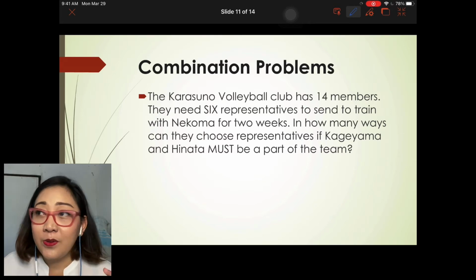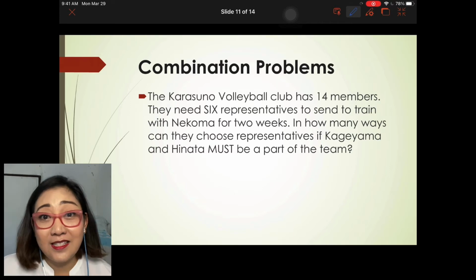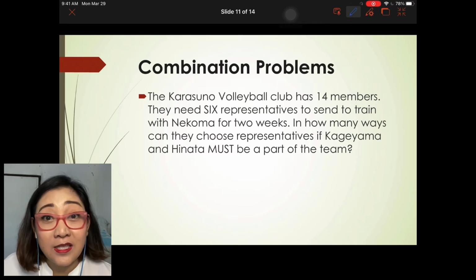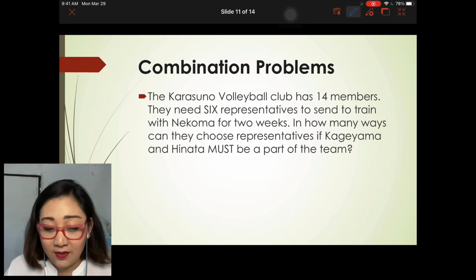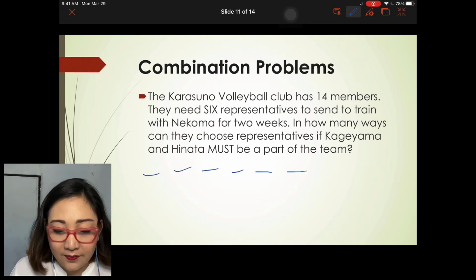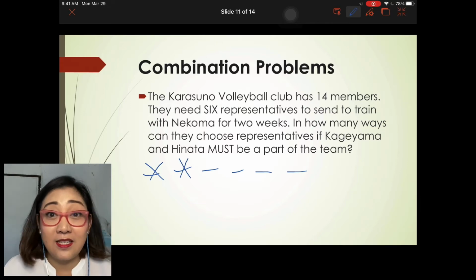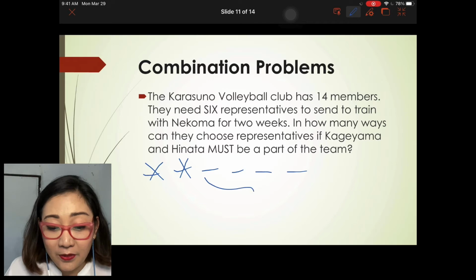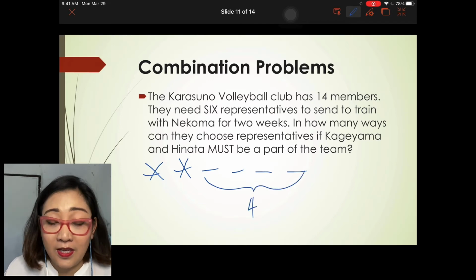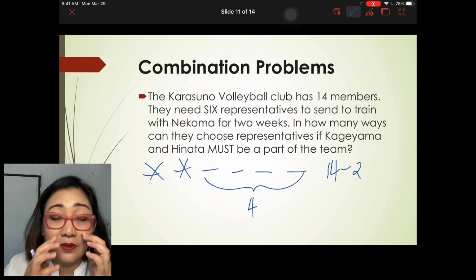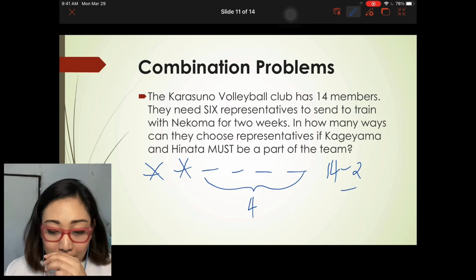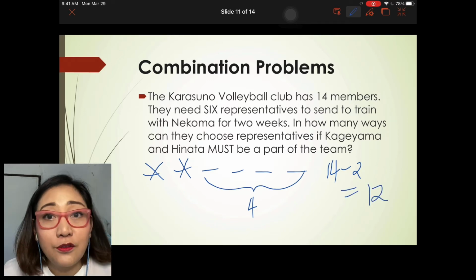already? So in this case, out of the 6, two slots are already taken because Kagayama and Hinata are already there. They are required to be included. Okay? So we have 6 slots. The first 2 are no longer available because Kagayama and Hinata are there. So, you only have 4 slots remaining to choose for. Then, from 14 members, you subtract 2 because Kagayama and Hinata are already there. So, you will have a total of 12 choices.